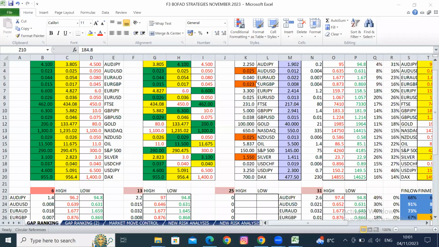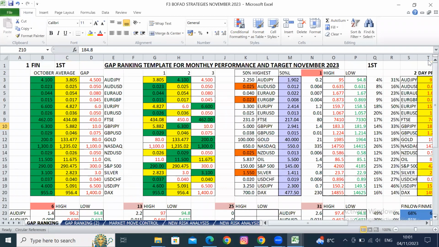So the strategy we want to discuss this morning is the Fad Invest monthly strategy plan, the Bofad monthly report. Okay, Bofad strategy plan. So this is the Bofad strategy plan.